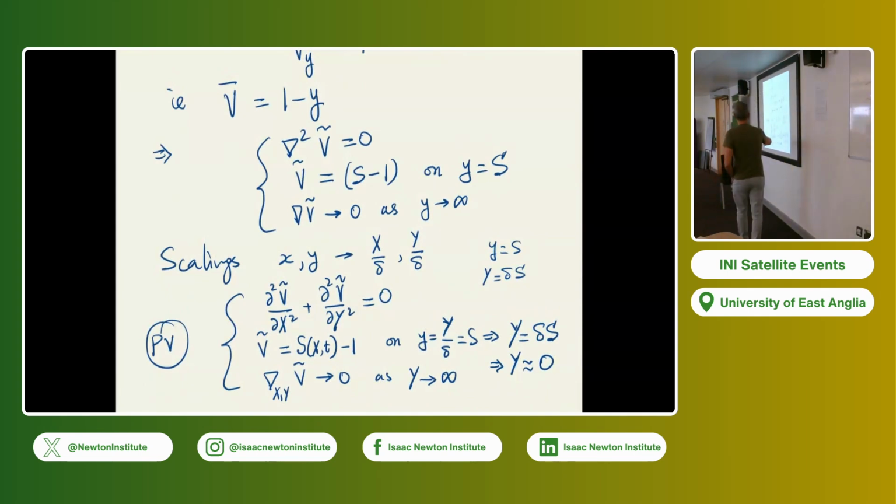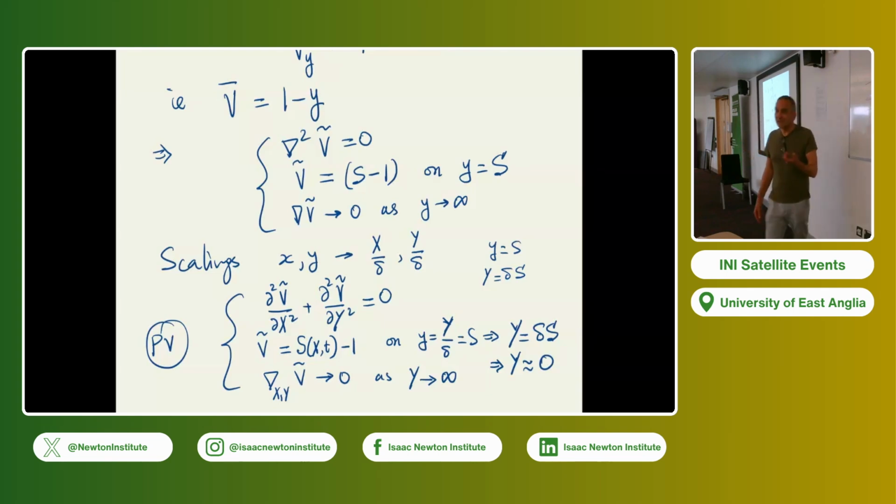This boundary condition also won't change, but now I have to apply this at y equals big Y over delta equals S, because I've gone from Y to big Y over delta. So what's the boundary condition in terms of big Y? Well, it's delta times S.